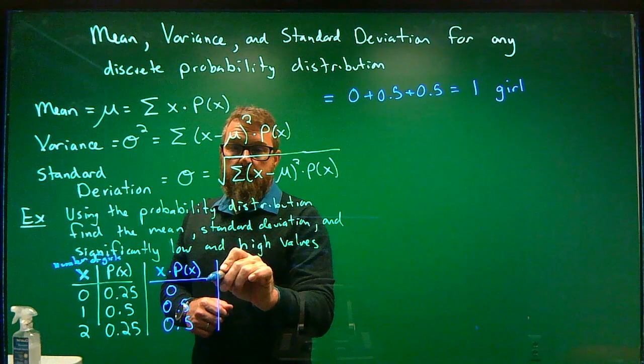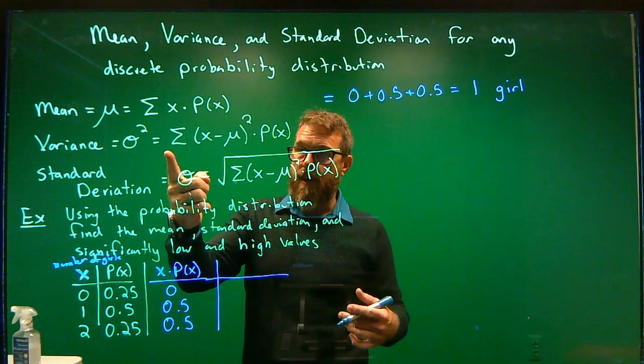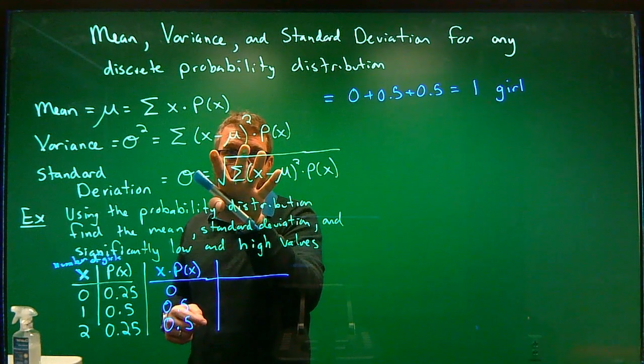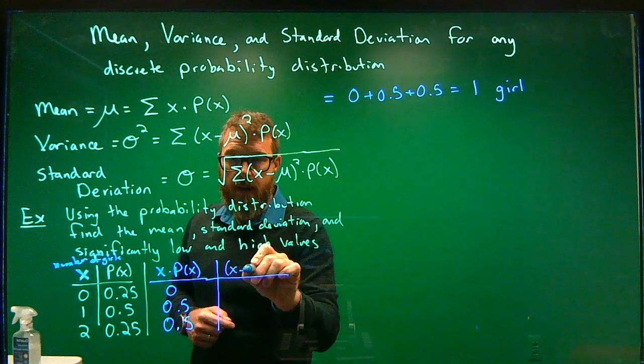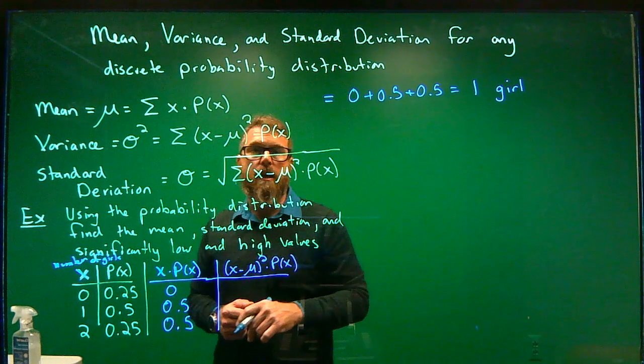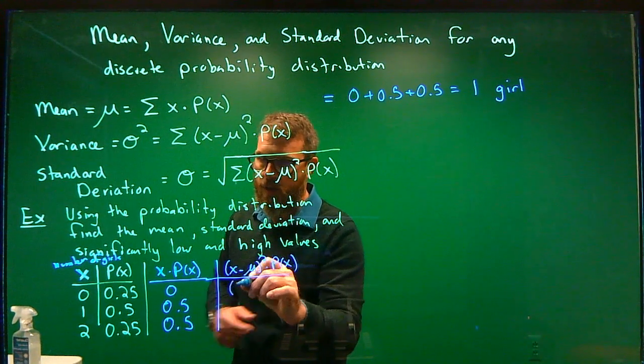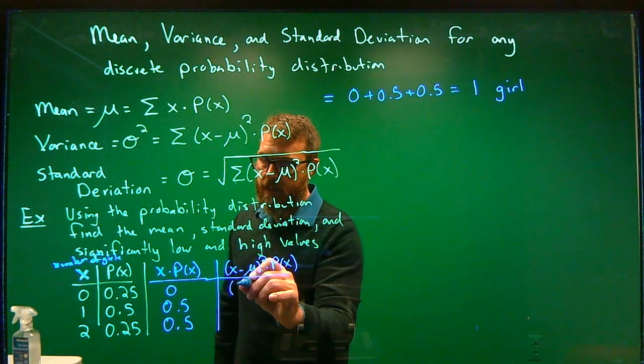Okay, so now that I've found my mean, I can find my standard deviation. As I continue to build out this table, before I can find the standard deviation, I have to find the variance first. So I need to sum all of these. I'm going to do x minus mu squared times p of x. This calculation is going to be a little more complicated, so I'm going to write them out and then we'll find these by hand. For this first row, x is going to be 0.